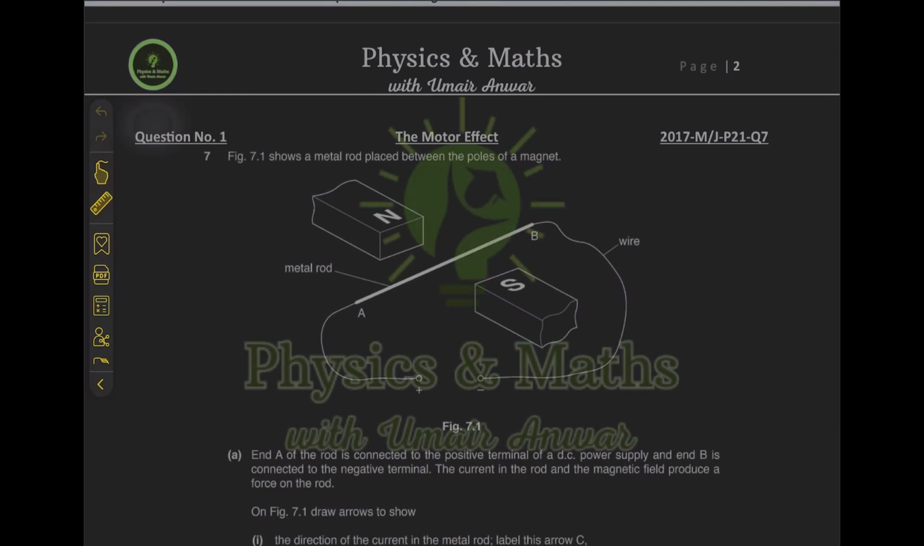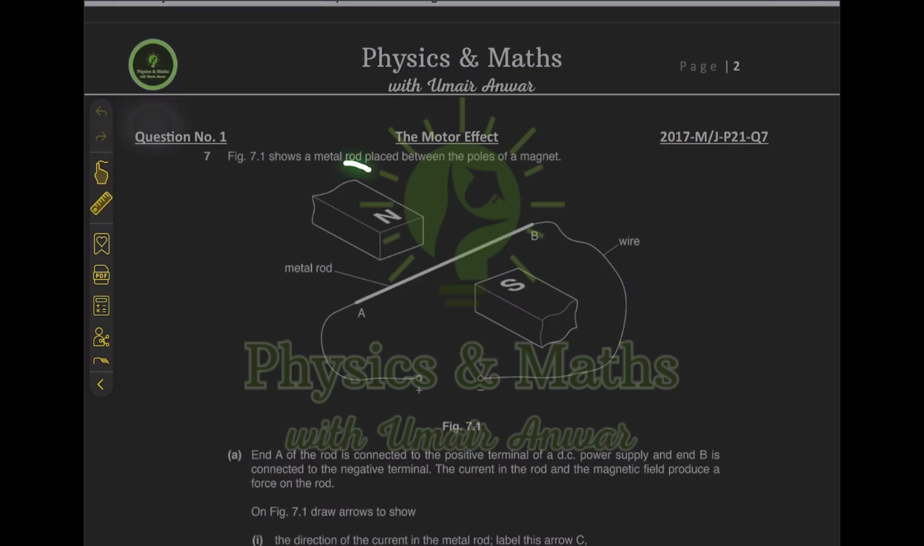Welcome to this tutorial. I'm solving question number 7 of paper 2-1 Major exam series of 2017. The question is related to the motor effect, which is one of the electromagnetic effects included in the syllabus of O-level physics. The question says figure 7.1 shows a metal rod placed between the poles of a magnet.